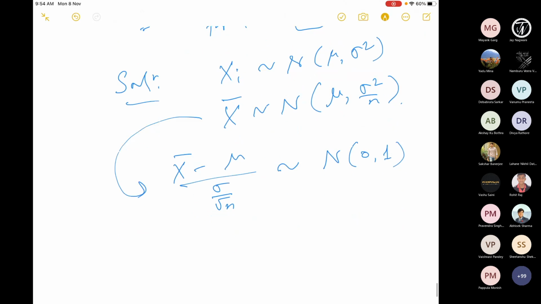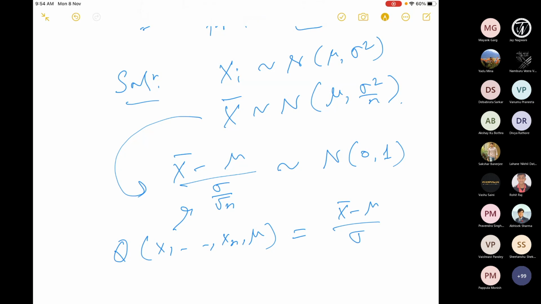Now see, this is the function Q(x1, x2, xn, mu). This is a function of the xi's and mu, but its distribution is standard normal, which is independent of mu. So this is the pivotal quantity of x1, x2, xn, and mu.